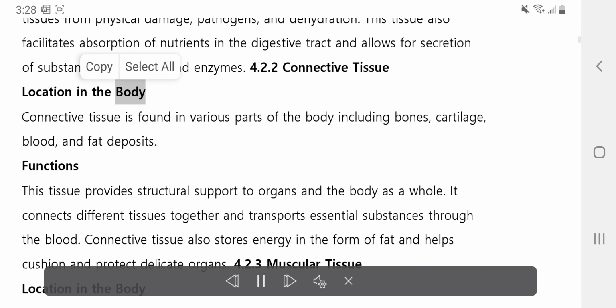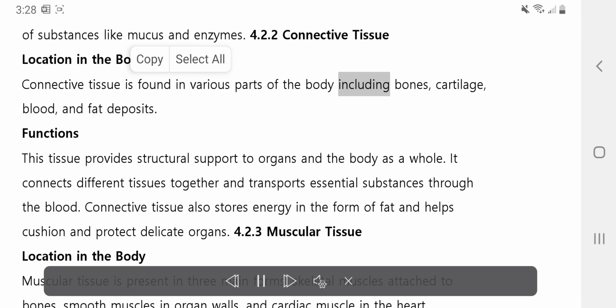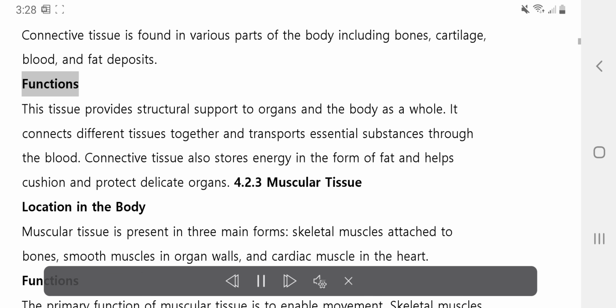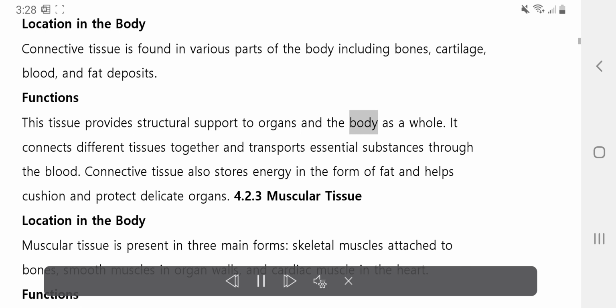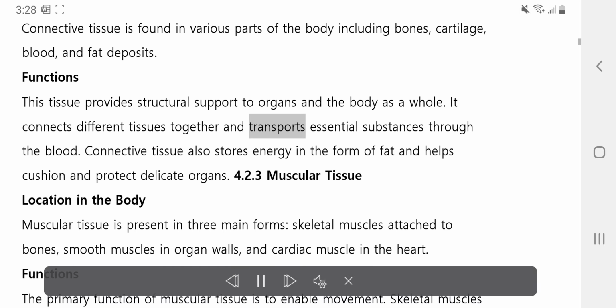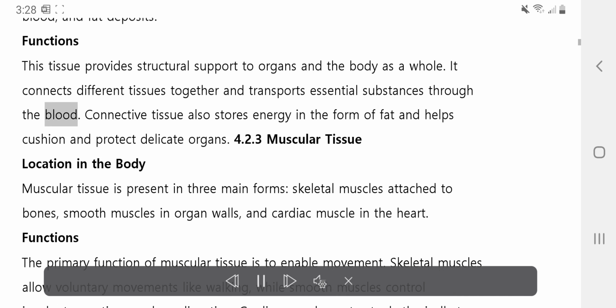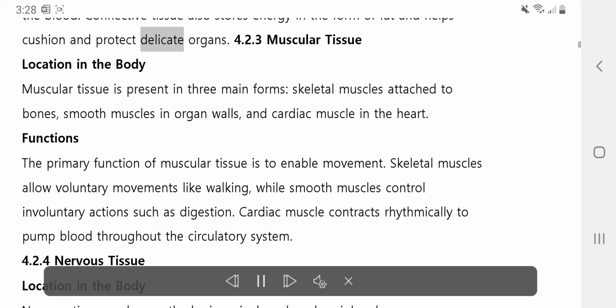Location in the body. Connective tissue is found in various parts of the body including bones, cartilage, blood, and fat deposits. Functions. This tissue provides structural support to organs and the body as a whole. It connects different tissues together and transports essential substances through the blood. Connective tissue also stores energy in the form of fat and helps cushion and protect delicate organs.